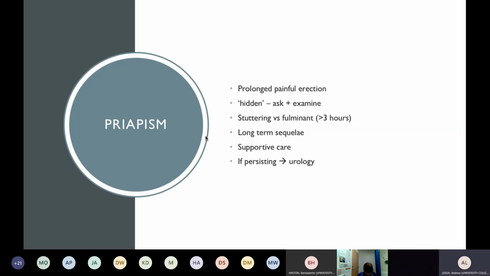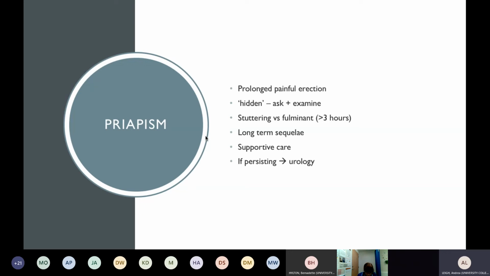Priapism, as I said, is seen in children. Priapism is a prolonged and painful erection. You can either have a stuttering priapism where it's coming and going, or a fulminant one where it's lasted more than 3 hours.